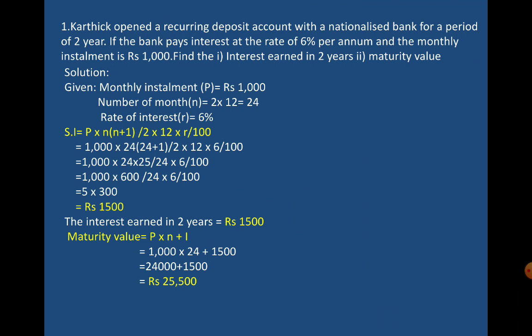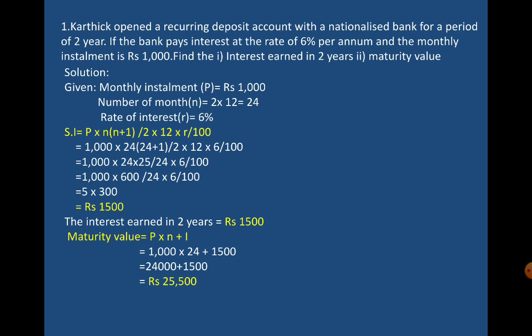So in this question, Karthik opened an RD in a nationalized bank for a period of 2 years. The bank pays interest at the rate of 6%. He pays a monthly installment of 1000. We have to find the interest for 2 years and the maturity value. Maturity value means the final sum the bank provides. Okay.